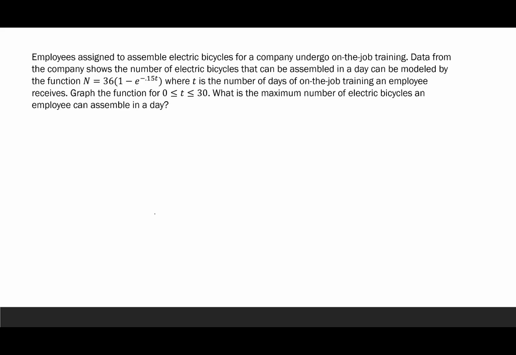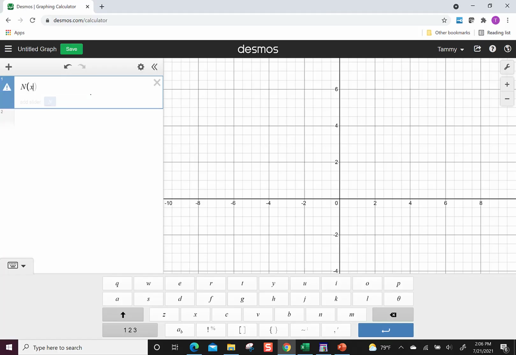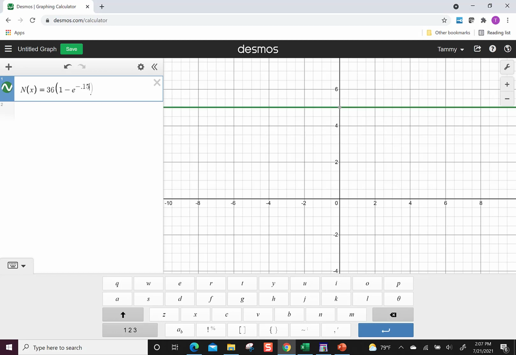All right, so let's be smart. Let's go to Desmos to graph this. There's no reason to try to do this by hand. And so we can call it n of x. And what we said it was 36 times 1 minus e to the negative 0.15 x, because we called it x. So I know it was t originally, but now it's x in Desmos.